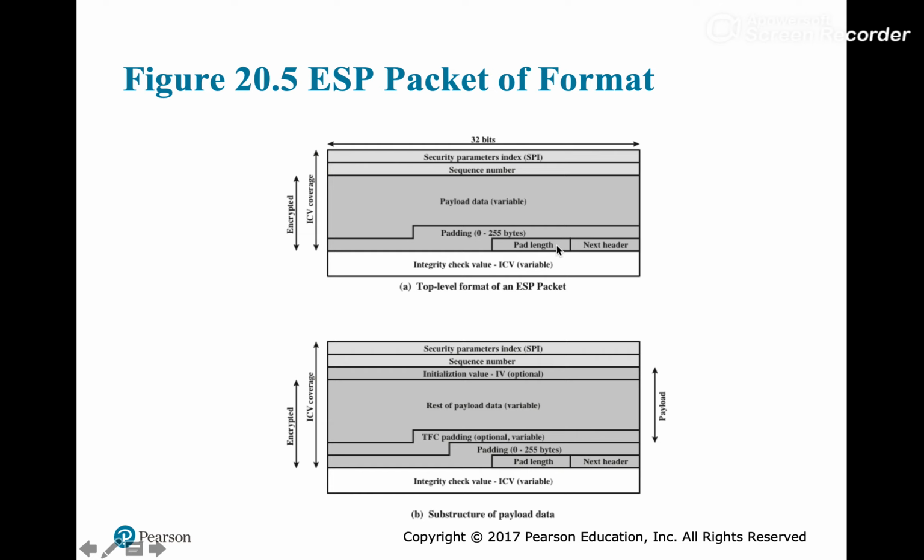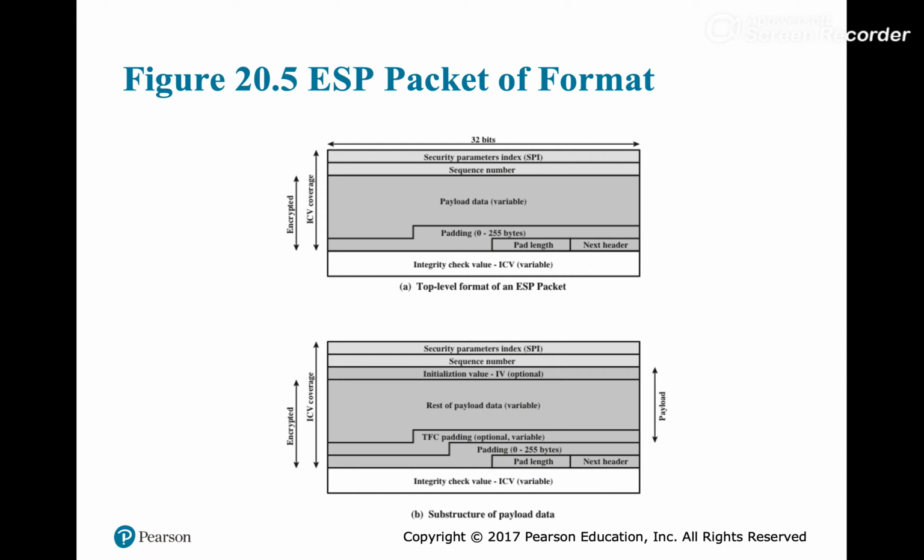Pad length is 8 bits. Next header is also 8 bits. The next header identifies the type of data that is there in the payload. It can be an extension header for IP version 6, or a TCP or UDP header. It tells what the next header after this is. And then we have the integrity check value.